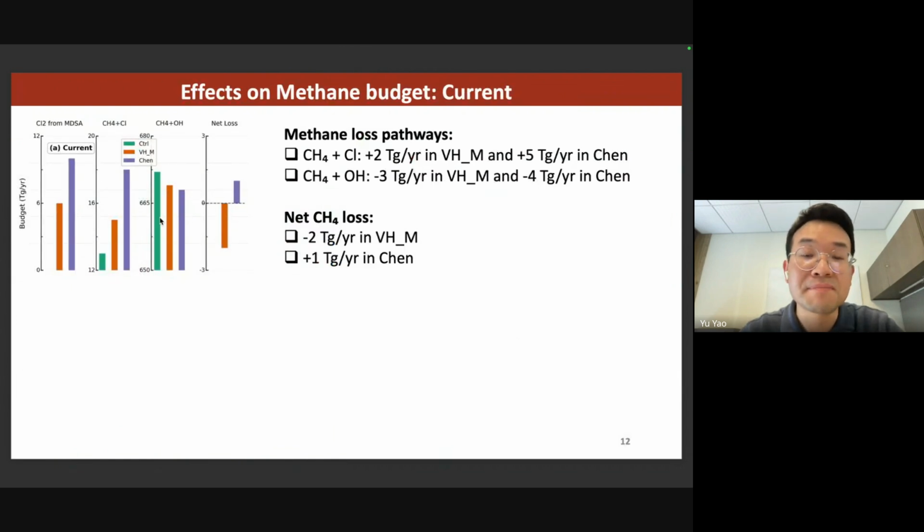So here shows the methane budget in the current ion condition. The first column shows the additional chlorine from the mineral dust salt parameterization, the second column shows the methane reaction with chlorine budget, the third column shows the methane reaction with OH, and the fourth column shows the net loss due to the additional chlorine produced from the MDSA. Here we find that using the Verhagen Maiden scheme, the net methane chemical loss was reduced by 10 grams, so it will increase methane. But for the parameterization using the TEN scheme, the methane loss increased by 1 teragram per year.